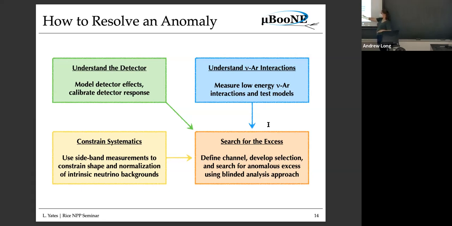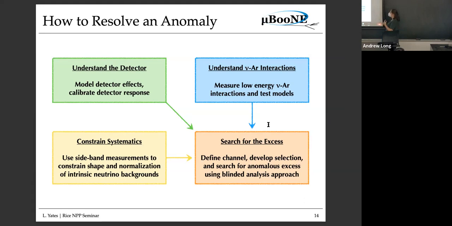We also went through this process of constraining our systematic uncertainties using various sideband measurements to constrain our expectation for our backgrounds, mostly the beam intrinsic backgrounds. That is something I will circle back to. It's also a huge part of my PhD thesis, so congratulations, you get to hear about it. And all of these pieces come together in our search for the excess.